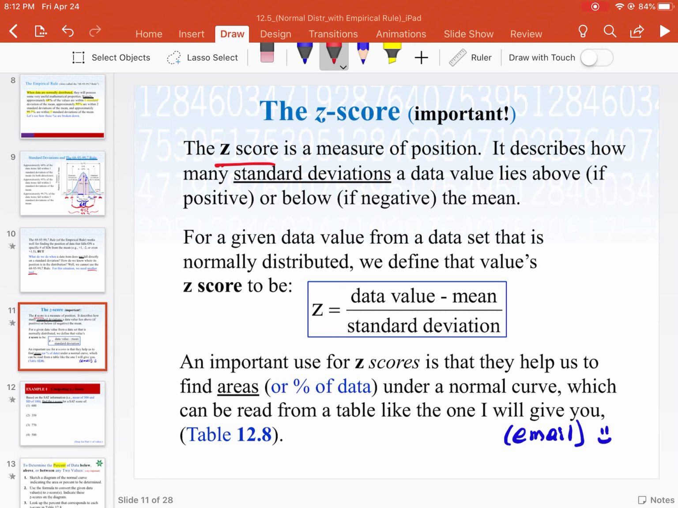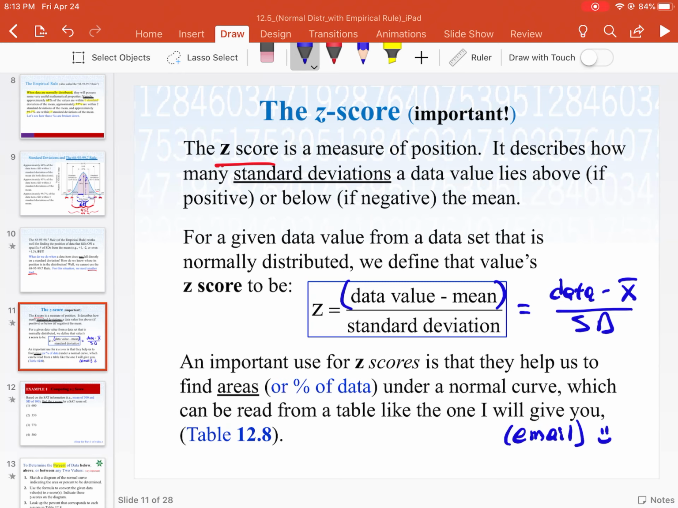Now you can obviously have this formula written down, but it's really simple. Take the data item, subtract the mean, and be careful with your parentheses and your calculator and all that. Divide by the standard deviation, and you've got a Z-score. That's pretty easy, right? So data minus the mean, divided by standard deviation.